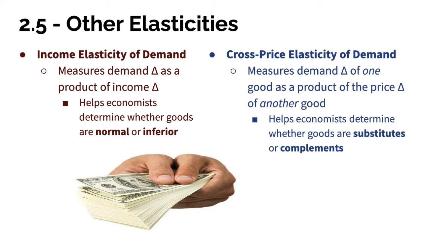Cross-price elasticity of demand is comparing across two products. So we measure the demand change of one good as a product of the price change of another good. And this helps us as economists determine whether goods are substitutes or complements. And you're going to see how it helps us determine that. So today we're dealing with normal, inferior, substitute, complement. We've talked about these four types of goods before.